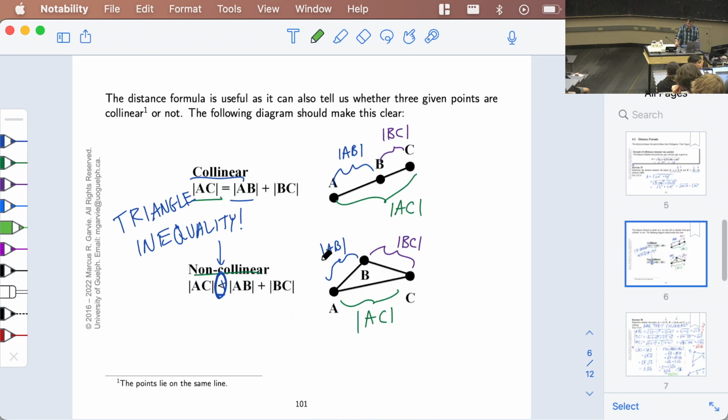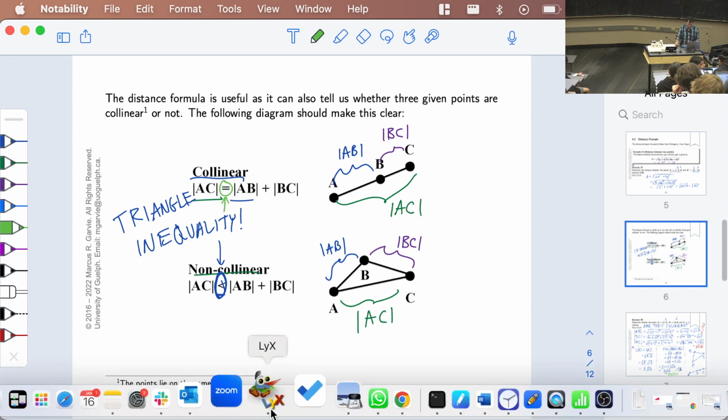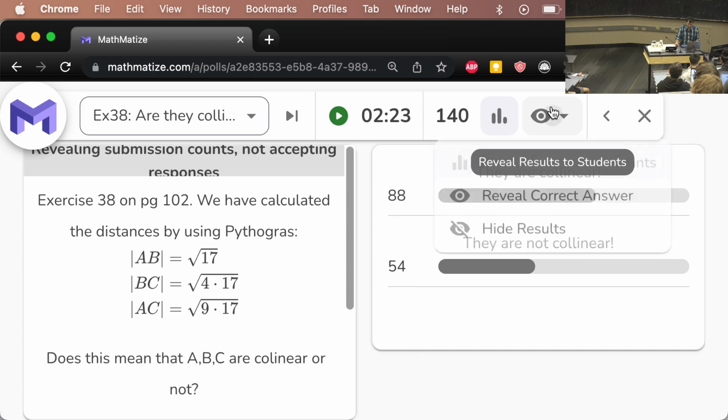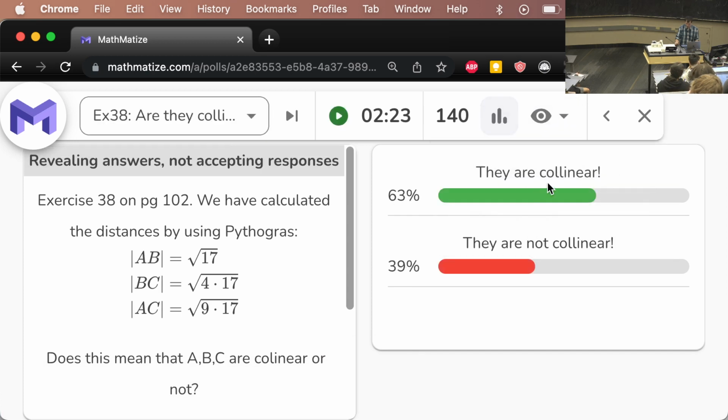And if they're equal, that means we are in this picture where there's an equal sign. And if we're in that picture, they're collinear. So the correct answer is they are collinear. 63% of people got it right.